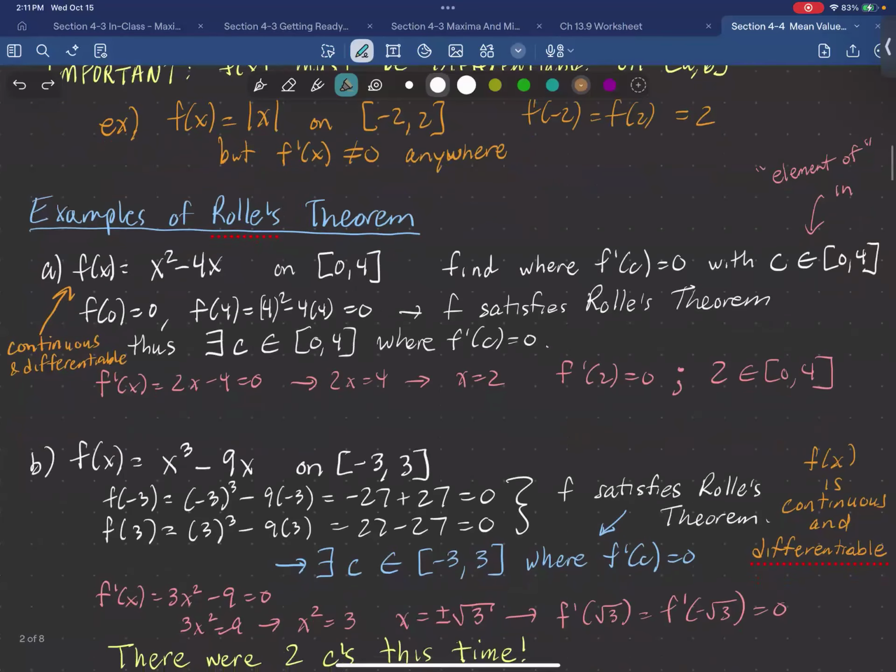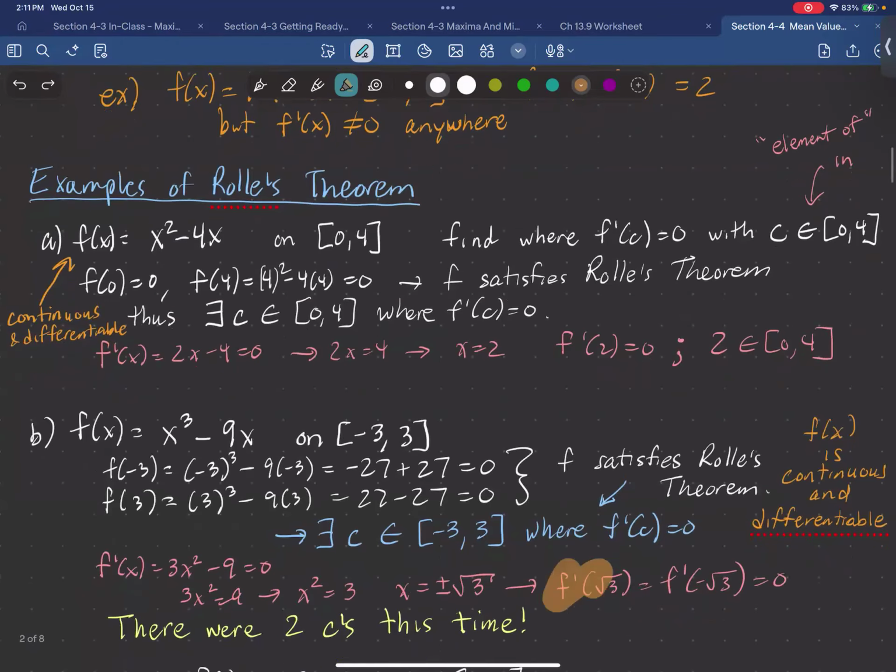So take the derivative. You get 3x squared minus 9, and you set that equal to 0. You solve, and you get x equals plus or minus the square root of 3. So it looks like we actually have 2 points. This is like a C1, and that's like a C2. There are 2 C's that work for this.